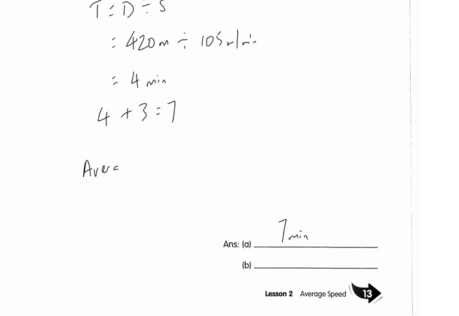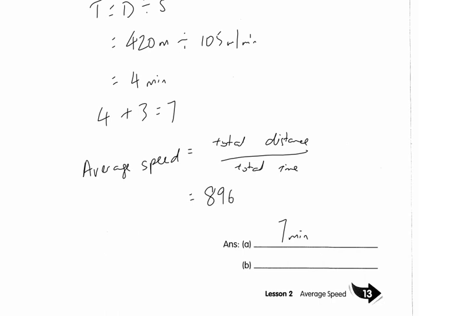Isabel, tell me what's the average speed formula? Total distance divided by total time. Okay. Now Isabel, what is the total distance? What is the total distance? 896 what? Then total time is how much, Jack? Total time is 7 minutes, right? Okay, so 896 divided by 7.